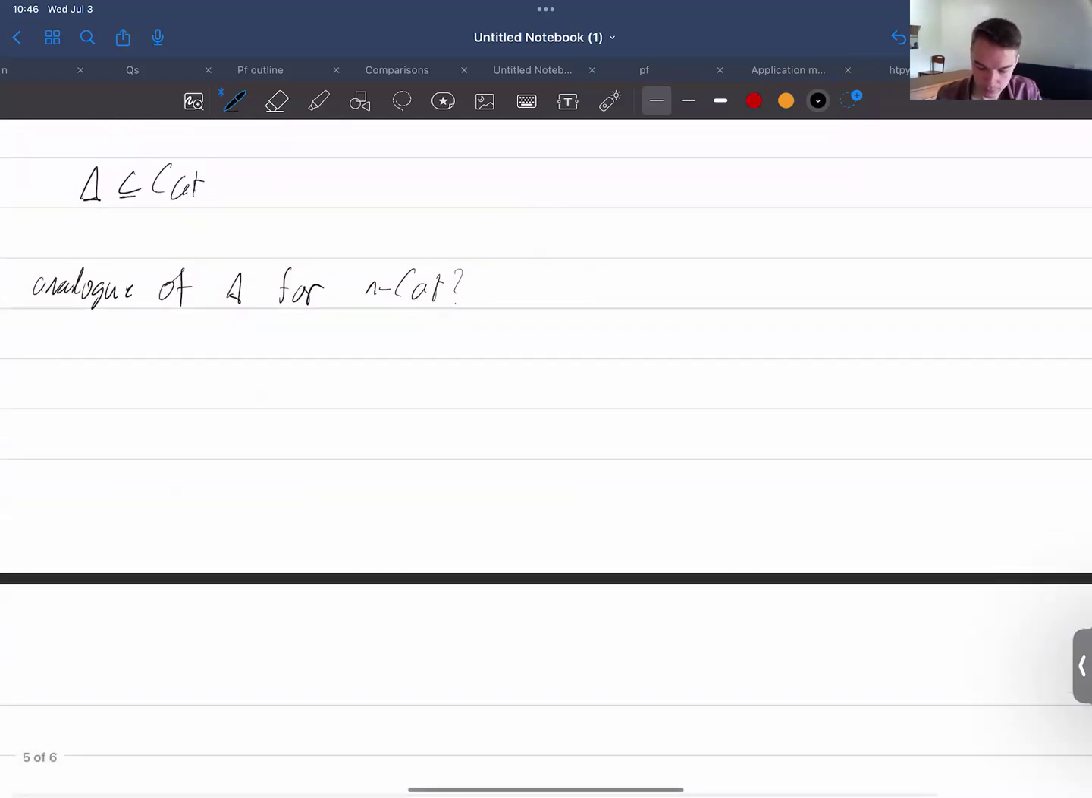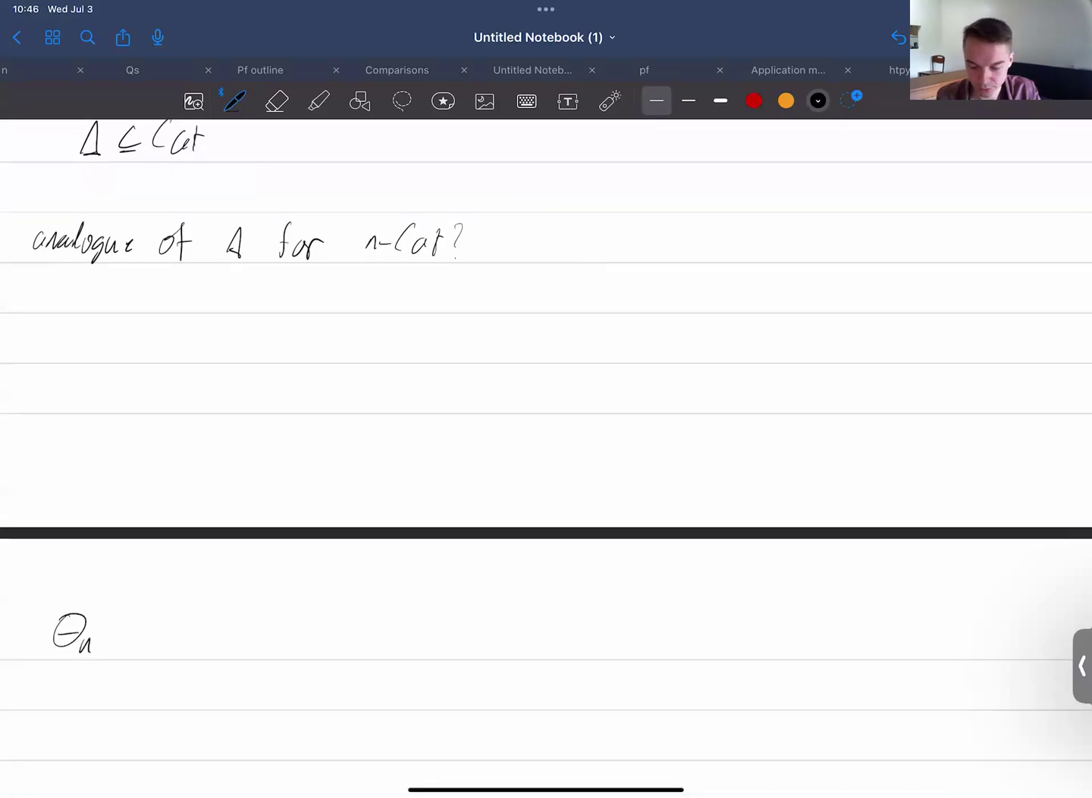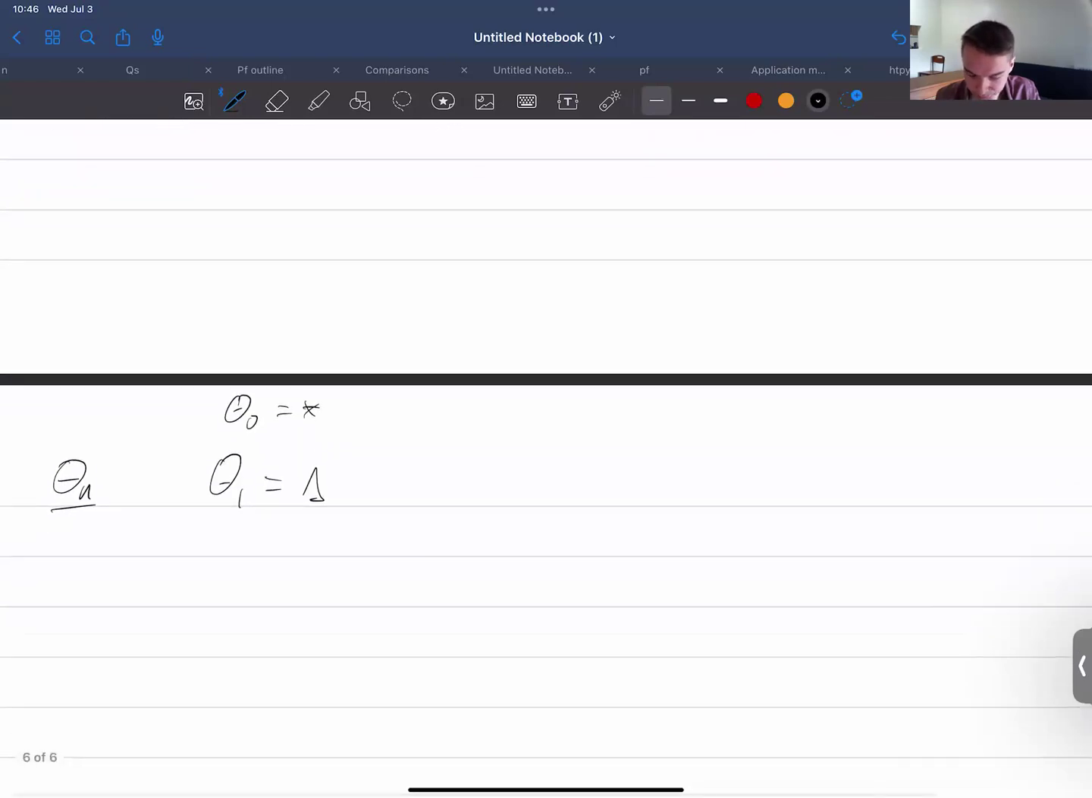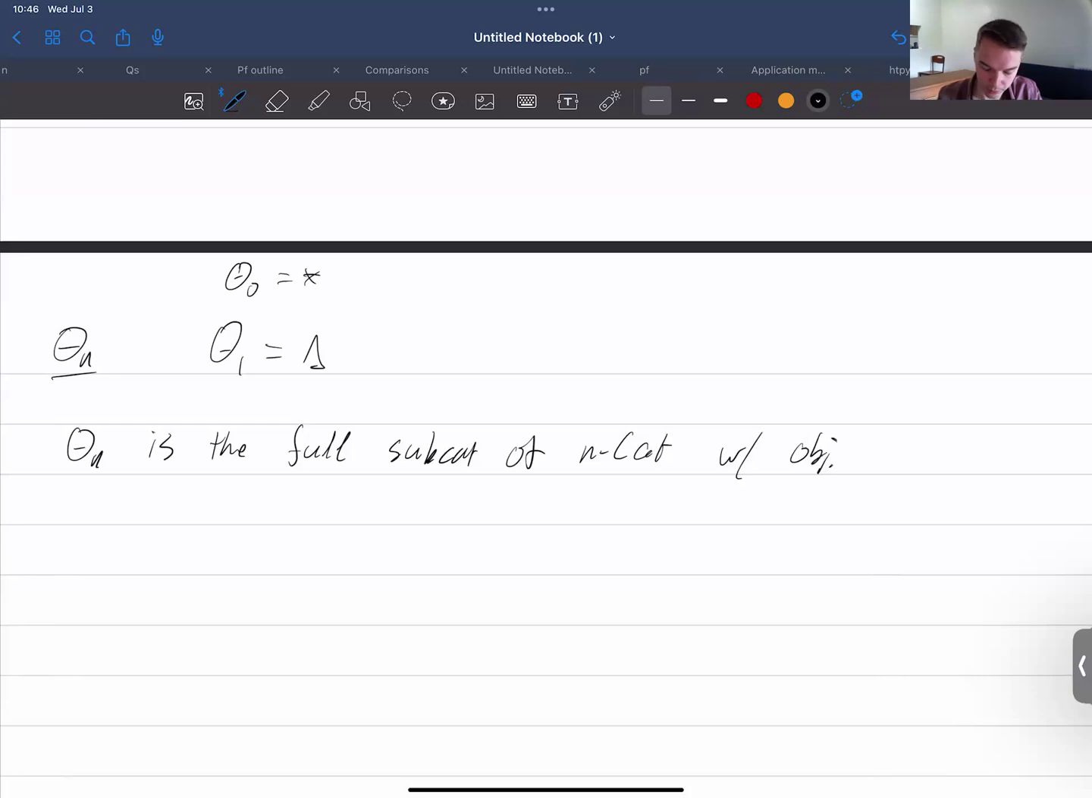The category Theta n is a solution there. We can define Theta 1 to be Delta, or you can even go lower than that: you can take Theta 0 to be just the terminal category. And then it's an inductive definition, where Theta n is the full subcategory of n-categories on a particular set of objects. First we have a non-negative integer m, and then a sequence of m objects from Theta n-1.